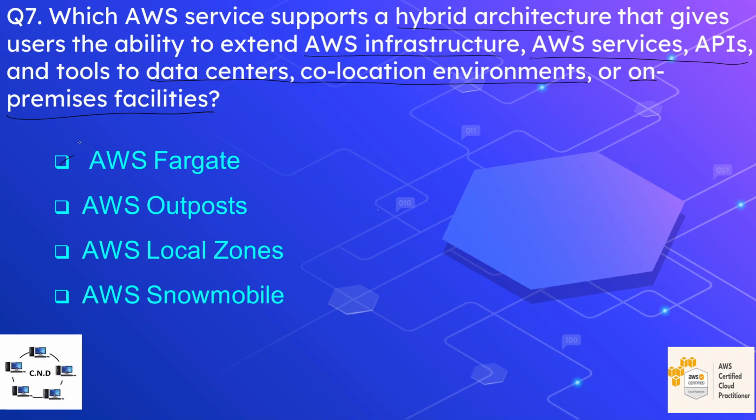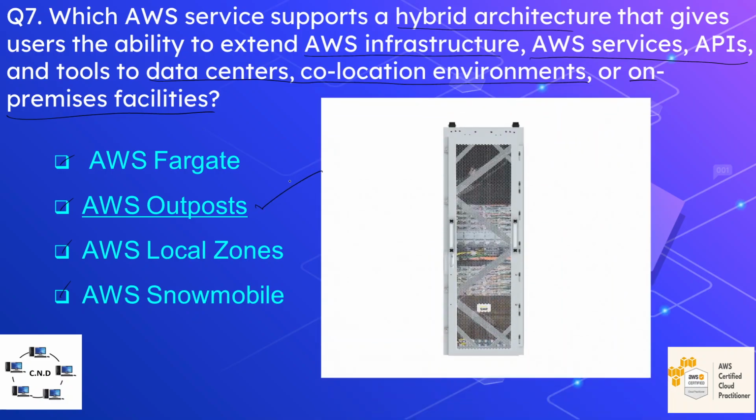The options are option A AWS Fargate, option B AWS Outposts, option C AWS Local Zone, and option D AWS Snowmobile. And the correct option is AWS Outposts. So this is basically the picture of AWS Outposts. We can see that it is basically a rack, and it contains the storage and the compute, and this can be connected to the user's network.